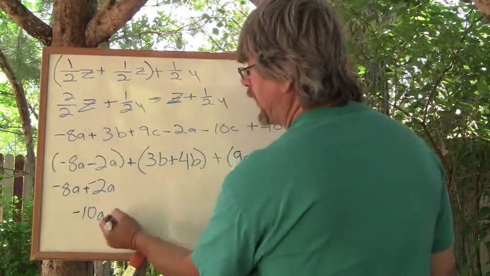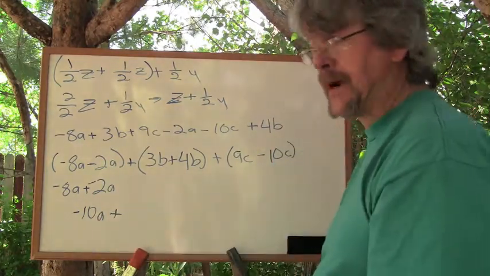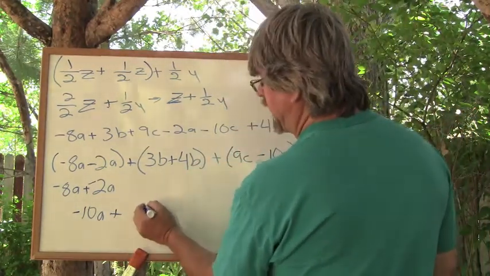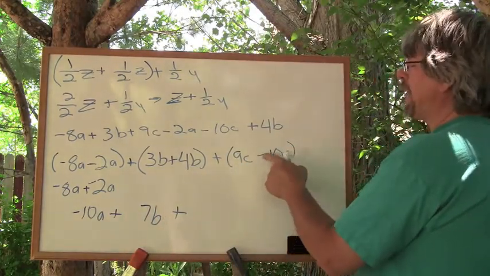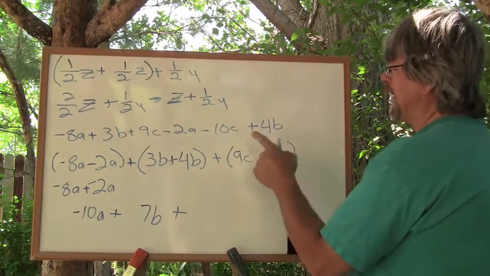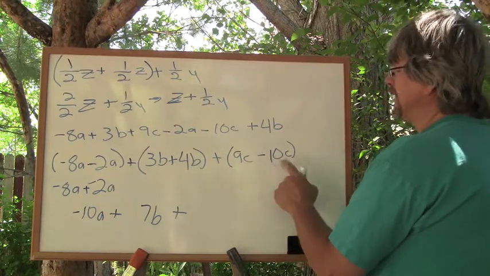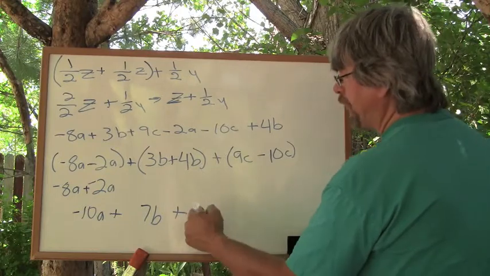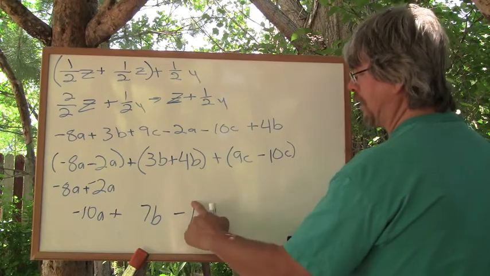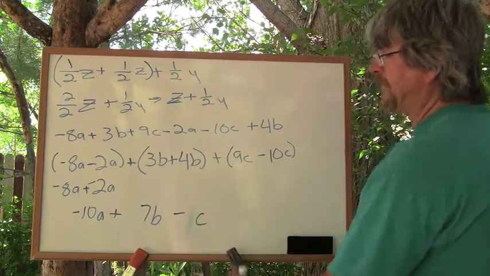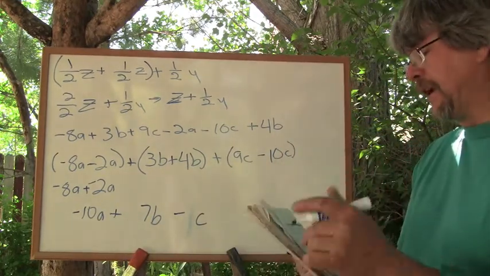plus. Now once we solve what's in the parentheses, we don't need to keep the parentheses, right? 3b and 4b, that's easy. That's 7b plus 9c minus 10c. A smaller number is subtracting the larger number. 10 is 1 larger than 9. 10 has the negative sign, therefore this is going to be negative 1c, or just actually minus c. So the answer is negative 10a plus 7b minus c.